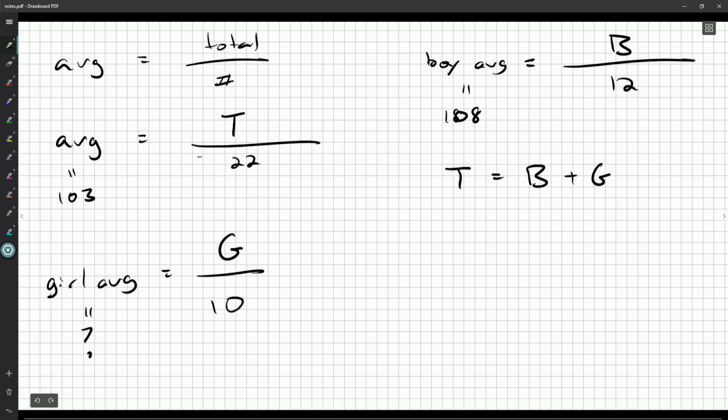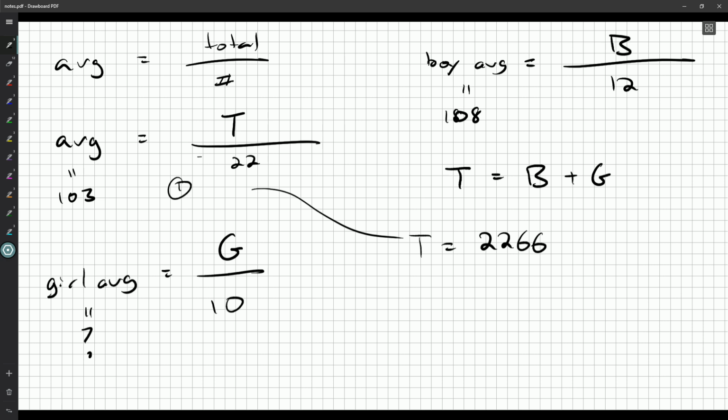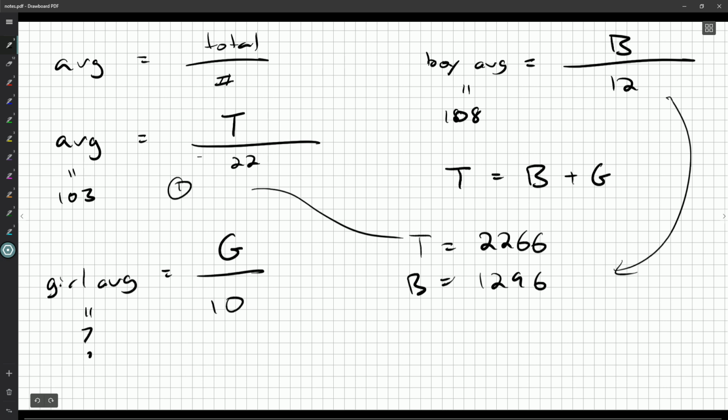And now we can take all these pieces of information. So this first one here helps me figure out T. T is 22 times 103, 2,266 centimeters. So that's the total of all the heights. And then the boys' height, I can work out from this information, 12 times 108. And that's 1296. And if I take that away, what will I be left with? The girls' height. So 2266 minus 1296.